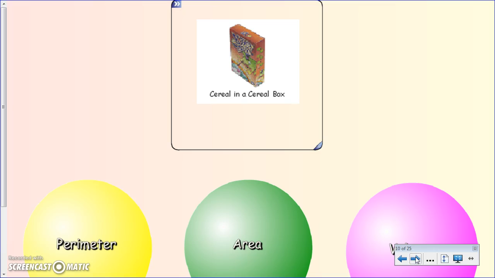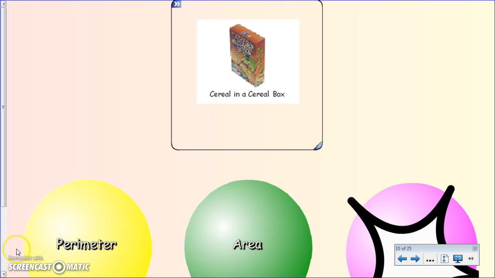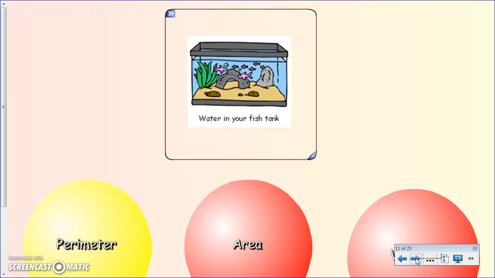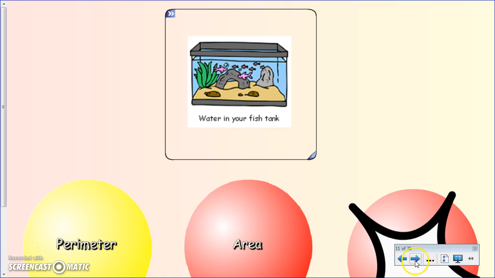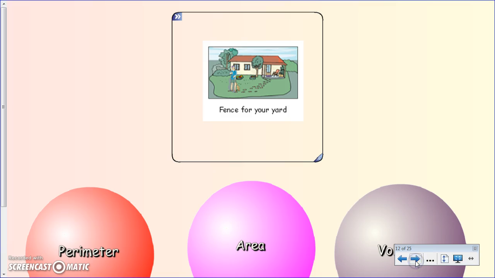The amount of cereal inside a cereal box. Okay, we need to know the volume, how much cereal is contained in it. For the amount of water in our fish tank, again, this is going to be volume because we need to fill up the space inside. We need to find the capacity. For a fence around our yard, if we're moving a fence around the outside of our yard, putting it in there, we're going to need to know the perimeter of our yard.